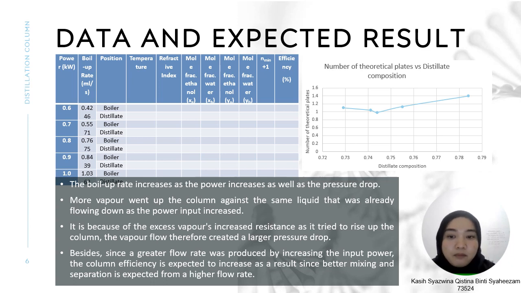This is because more vapor went up the column against the same liquid that was already flowing down as the power input increased. The excess vapor increased resistance as it tried to rise up the column. The vapor flow rate therefore created a larger pressure drop. Besides, since a greater flow rate was produced by increasing the input power, the column efficiency is expected to increase as a result, since better mixing and separation is expected from a higher flow rate.